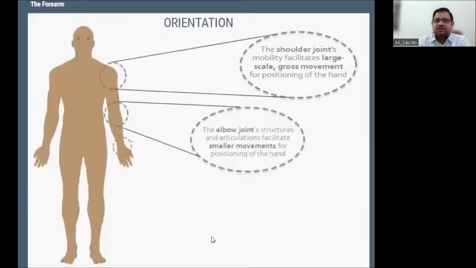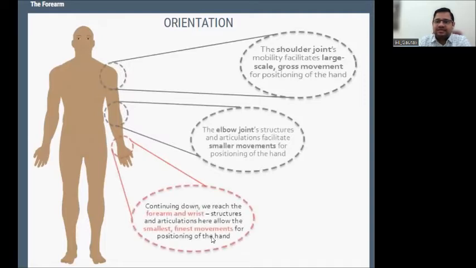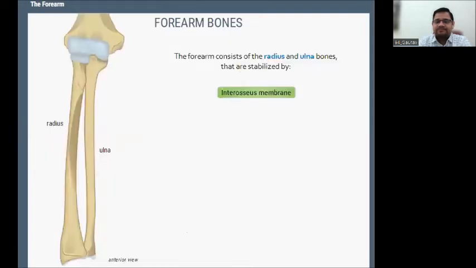The shoulder joint's mobility facilitates the large-scale gross movement for positioning of the hand. The elbow joint structures and articulation facilitate the smaller movements for the positioning of the hand. And continuing downward, when we reach the forearm and the wrist, the structures and articulation here allow the smallest and finest movements: how to move these fingers, how to grab anything, how to move the thumb, how to put the finger. All these things are actually controlled by this part which we are going to deal with today.